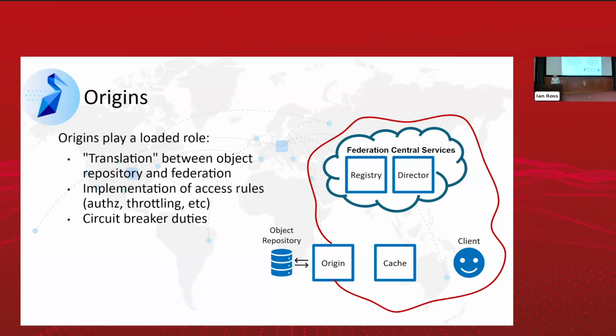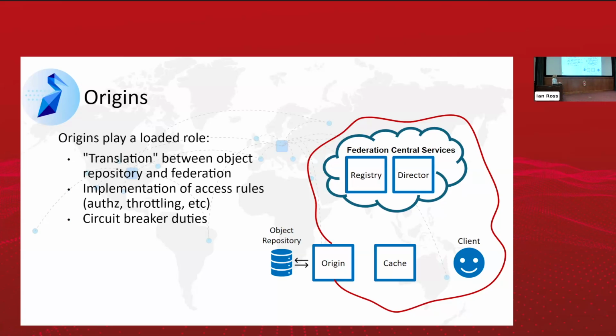There are also some circuit breaker duties that are built into the Origin. So one of the things that we generally say is this object repository, which is the place that all of your data lives, is a fragile, maybe slow, maybe expensive resource to go talk to. So whenever possible, we want to avoid having to go and pull data directly out of the object repository. But one of the things we're most concerned with is hooking up a fleet of clients to something like HTCondor, which is a really, really good DDoS machine.